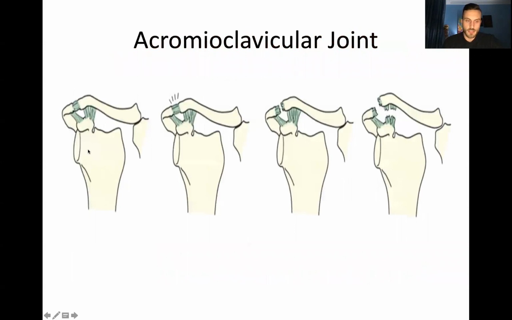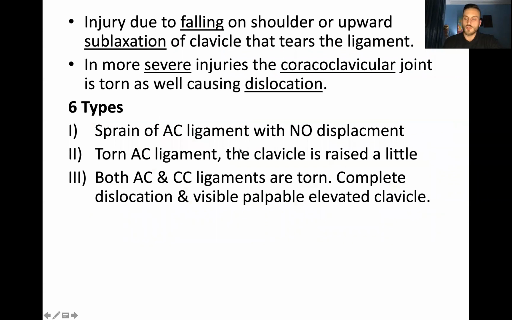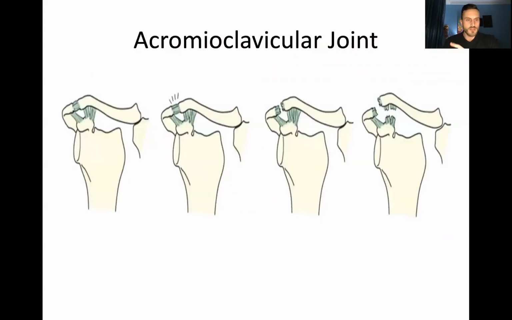Acromioclavicular joint. This is the acromion, this is the clavicle. So the acromioclavicular joint might get disrupted, and this is the classification of it. Usually the injury happens due to falling down or direct trauma, and it might sublux the clavicle. In more severe injuries, the coracoclavicular ligaments might be involved. So I'm going back. This is the acromioclavicular ligament. It might be torn. In the more severe cases, the coracoclavicular ligaments might be disrupted, the conoid and the trapezoid.